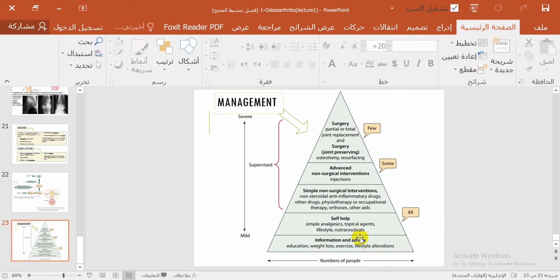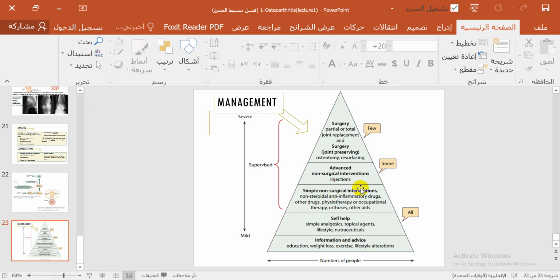Here, a large number of patients present, and some of them can be managed just by education, weight loss, exercise, and lifestyle change, which decreases the number of patients, and self-help, simple analgesics, topical agents, lifestyle changes like using a walking stick and so on, and some medication like food supplements. And then we go to the severe groups.